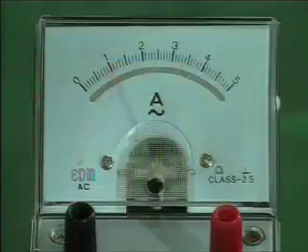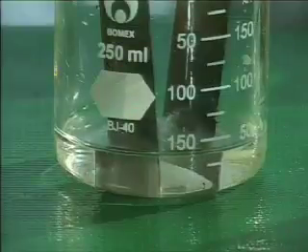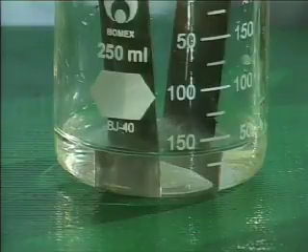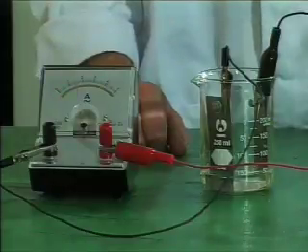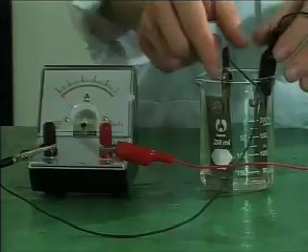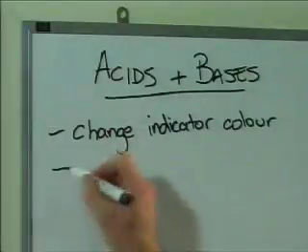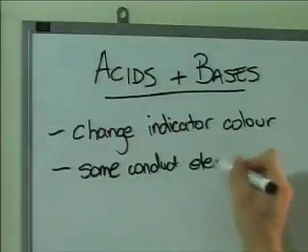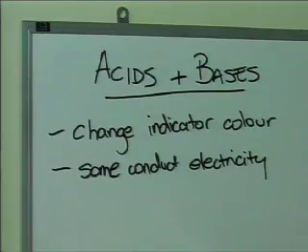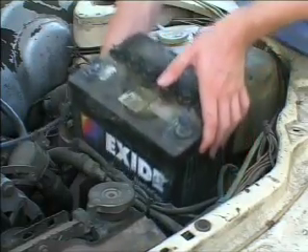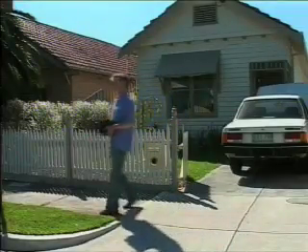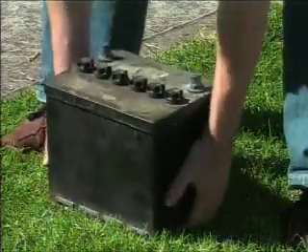Some acids and bases are good conductors of electricity. This is because they form electrolytes in solution. There is enough concentration of ions in solution to conduct current. Remember the car battery? The sulfuric acid is the electrolyte. And that just gets us started.